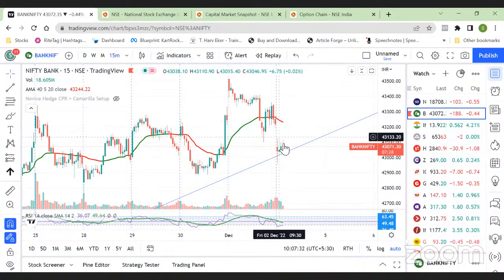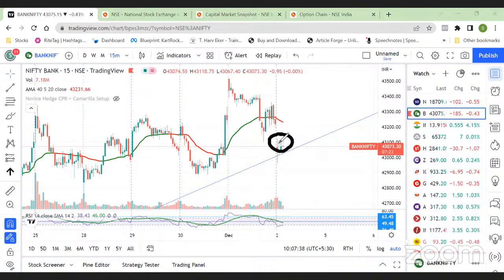It is again and again making these wicks. Look at this. Can you see these wicks? It shows that there is a lot of supply. That means that this is probably a top which has been made. So there is all the possibility it will go and test this again and come down.